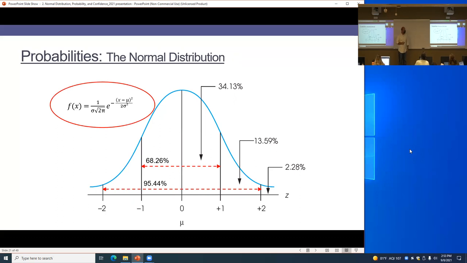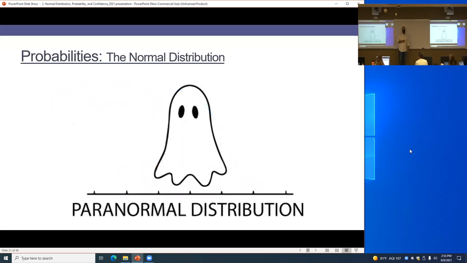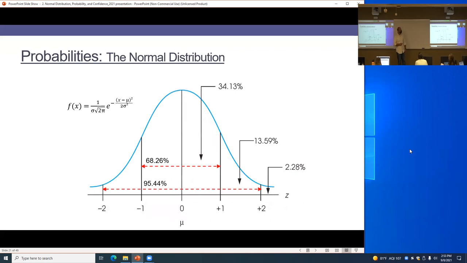Here is a mathematical function for our normal curve, okay? But if we have a distribution that doesn't follow that equation, what do we have? This terrifying paranormal distribution, and we don't know anything about it. It's an unexplained distribution that we can't infer anything from. It's a very scary situation.